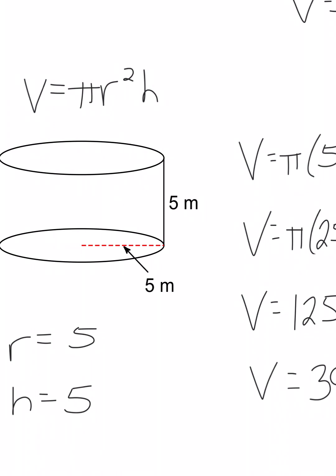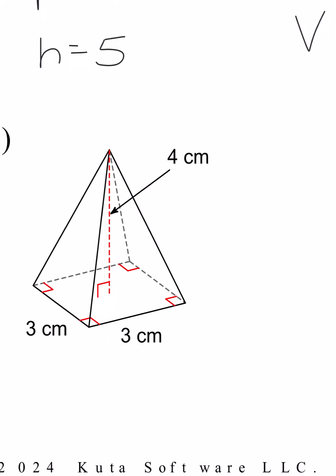393. And then what? Meters cubed. Okay. One more to look at on this page is number 21. It's a pyramid, and what are we still looking for? Volume of a pyramid. So we have V equals BH divided by 3. Okay.